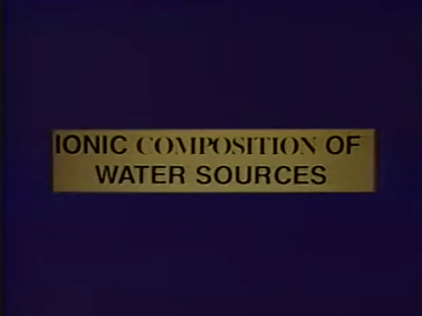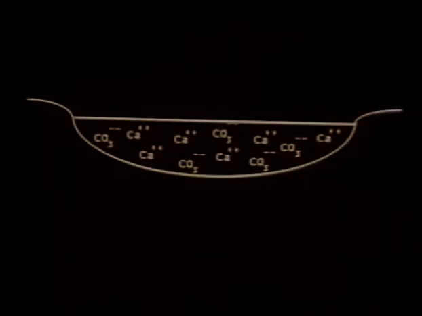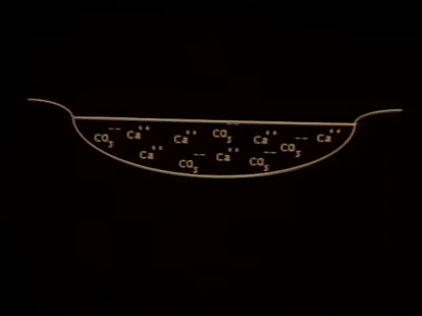Ionic composition of water sources. Water contains many elements and compounds which are dissolved in it. Collectively, the dissolved mineral forms are called ions. For example, limestone or calcium carbonate, when dissolved in water, results in the formation of calcium and carbonate ions. The absence or presence of various ions determines the quality of water in a pond.